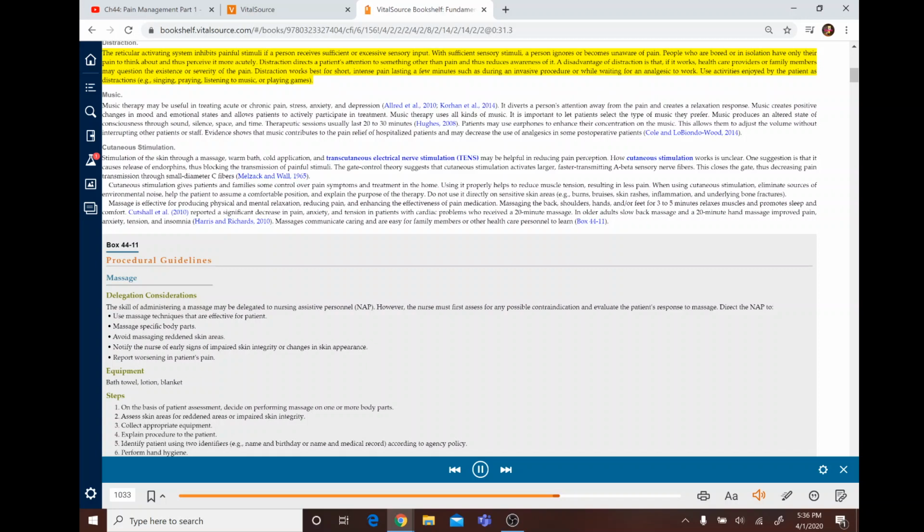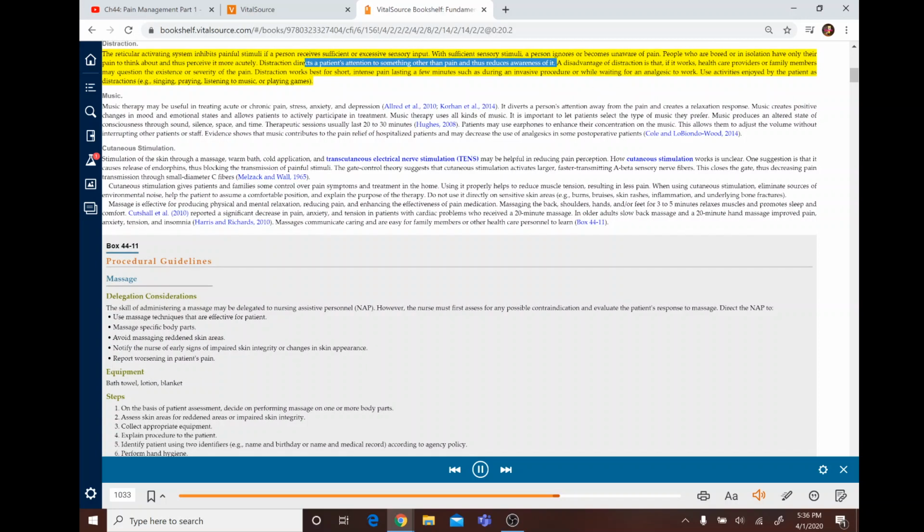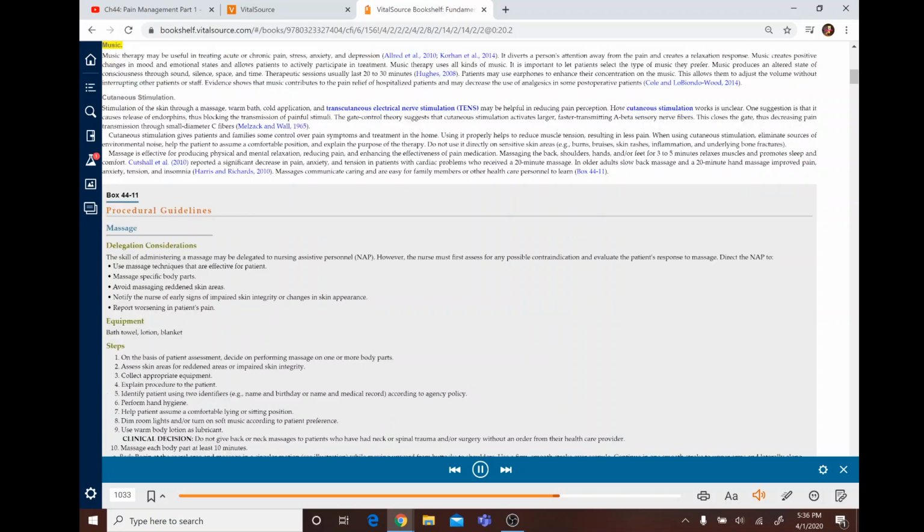A disadvantage of distraction is that, if it works, healthcare providers or family members may question the existence or severity of the pain. Distraction works best for short, intense pain lasting a few minutes, such as during an invasive procedure or while waiting for an analgesic to work. Use activities enjoyed by the patient as distractions, for example singing, praying, listening to music, or playing games.